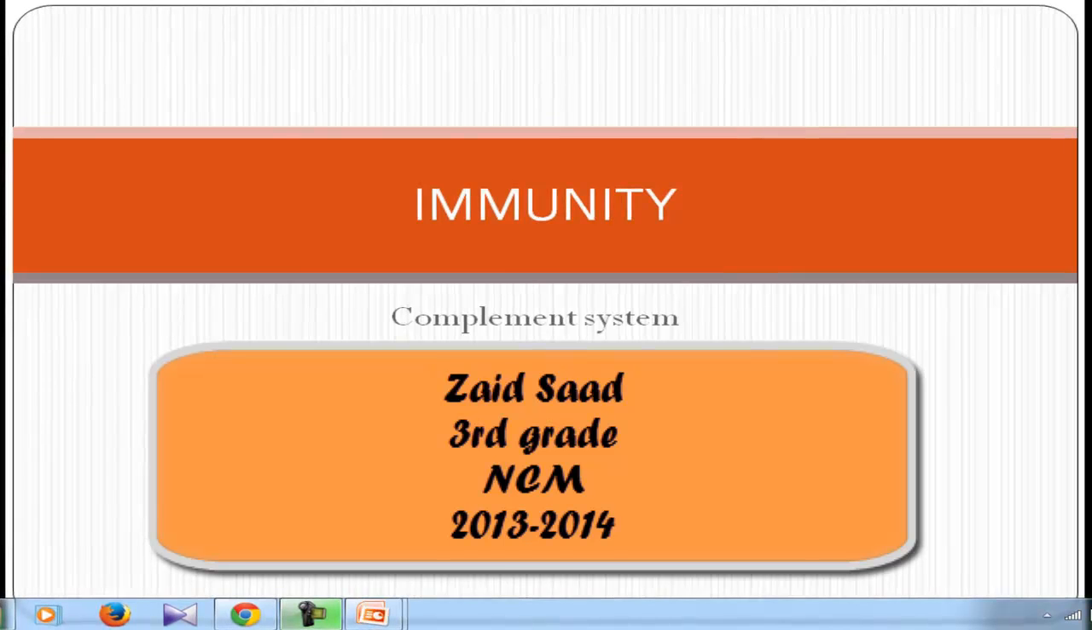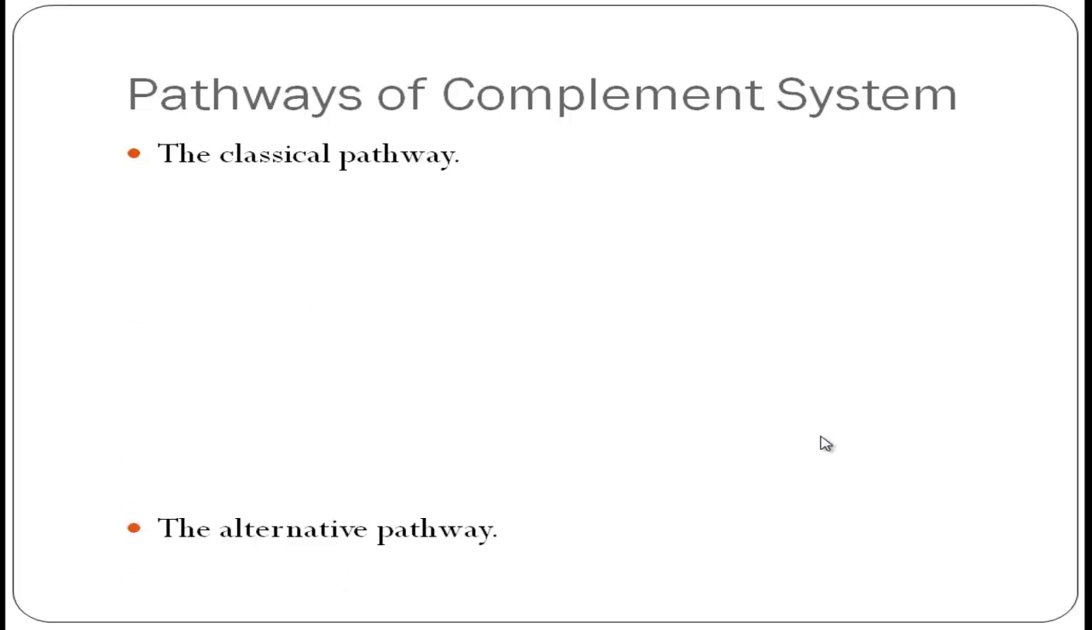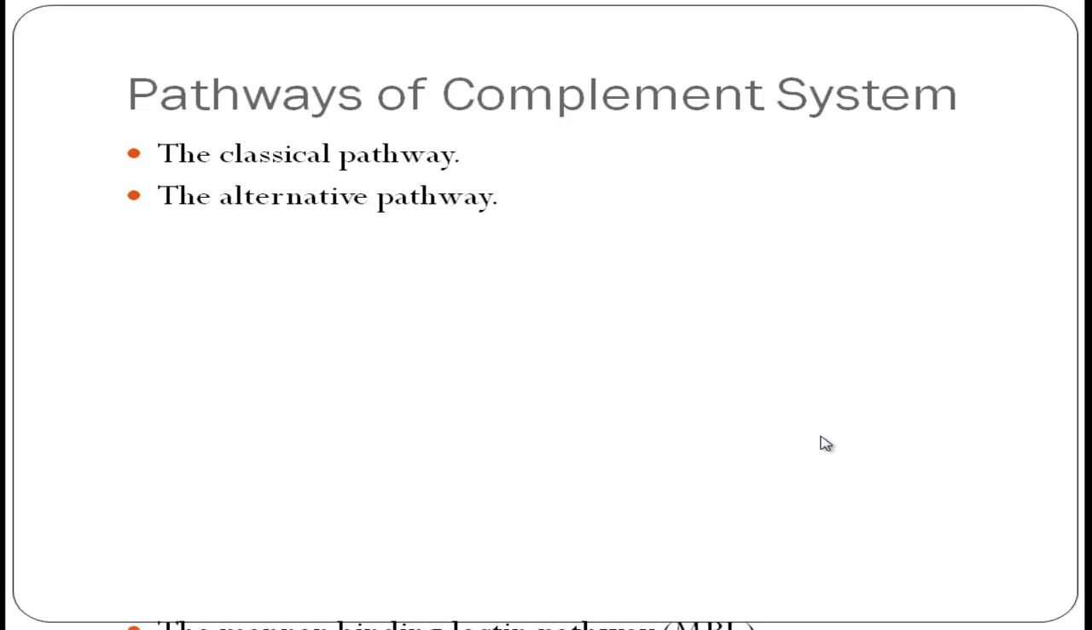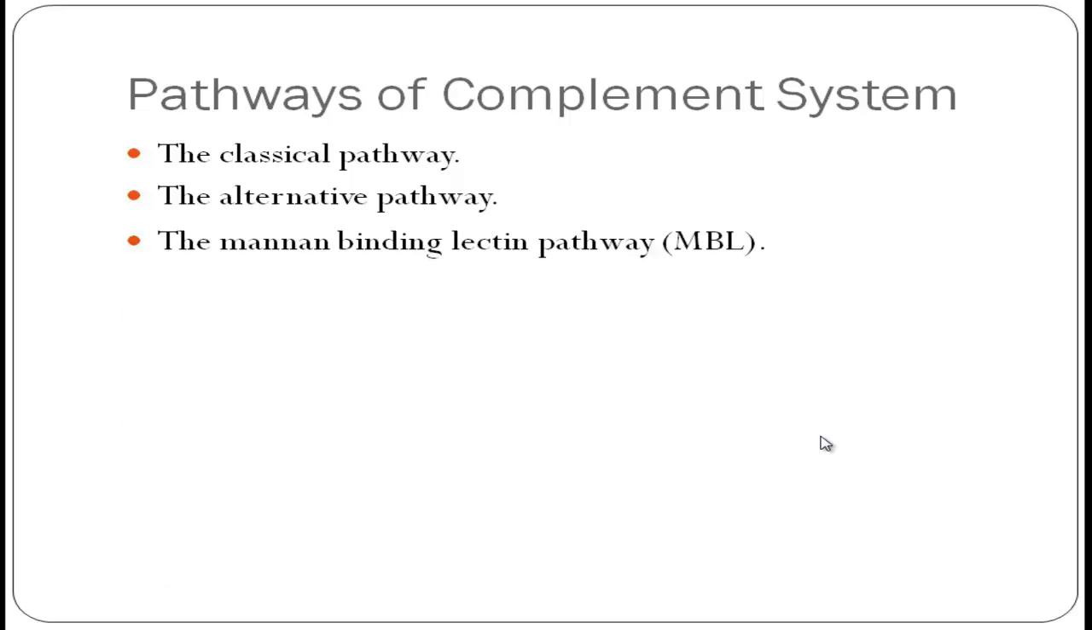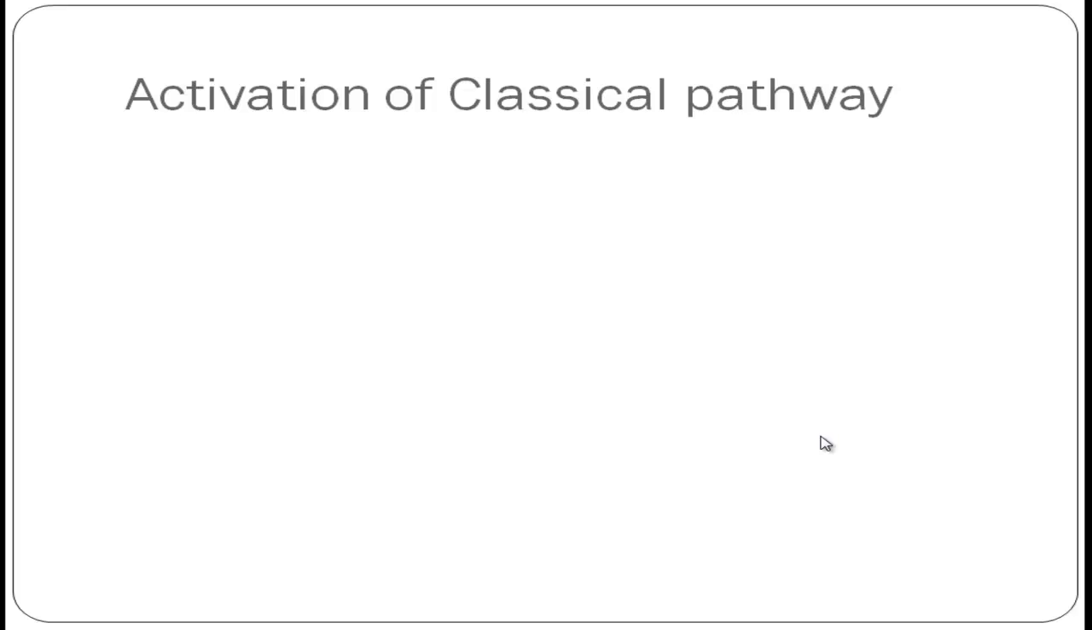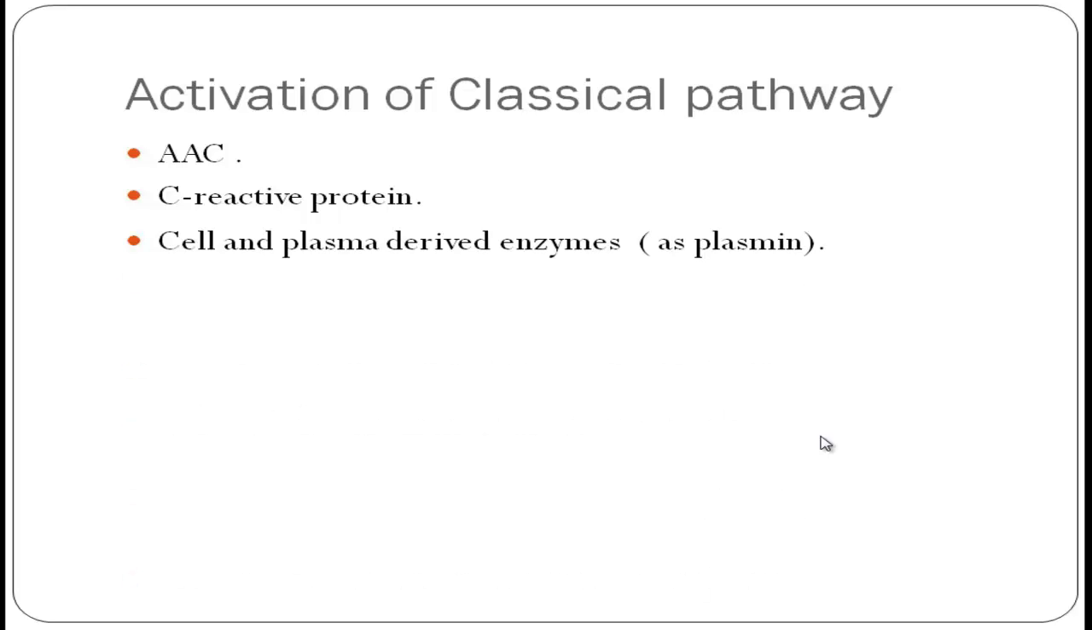The pathways of the complement system. There are three pathways of the complement system. First one is the classical pathway. Second one, the alternative pathway, and lastly, the mannose binding lectin pathway. Activation of the classical pathway occurs by antigen antibody complex, an important and the main activator of this pathway. Also, it's activated by C-reactive protein and cell and plasma derived enzymes like plasmin.